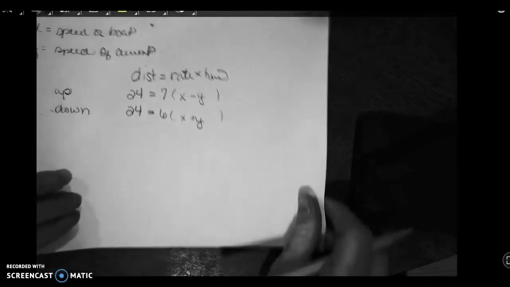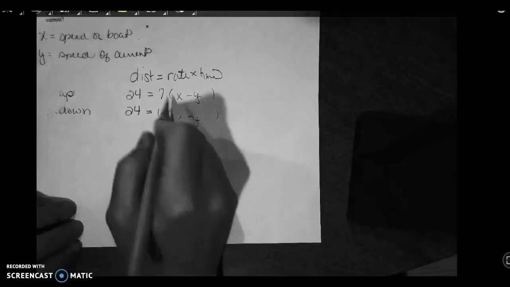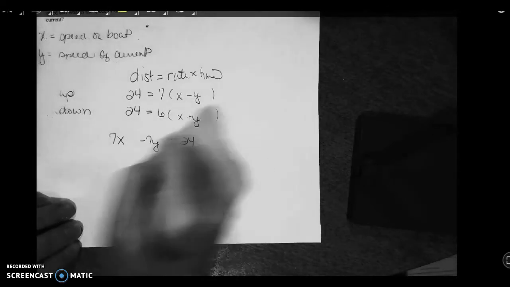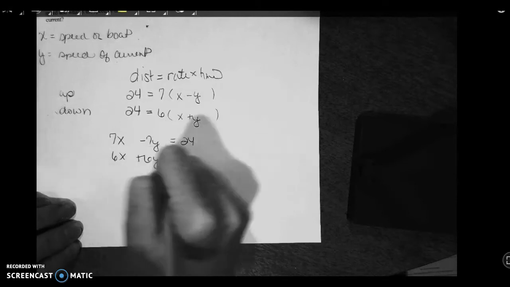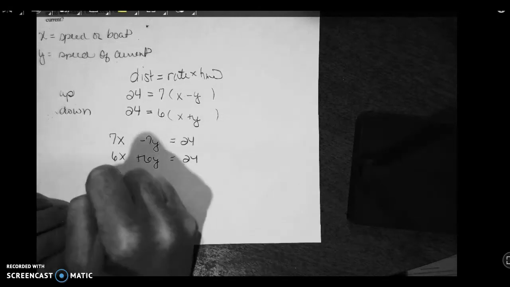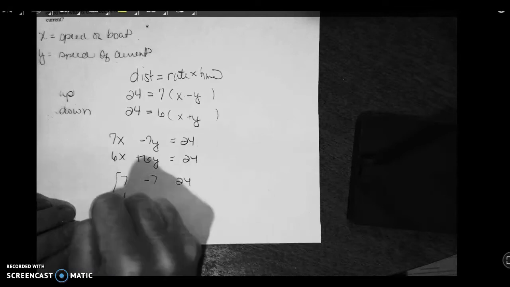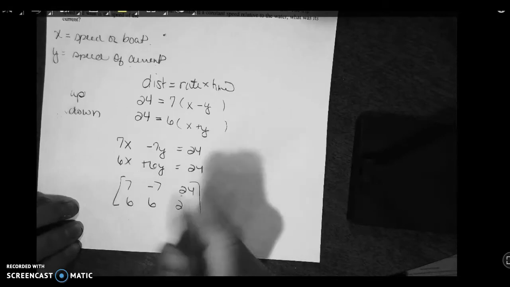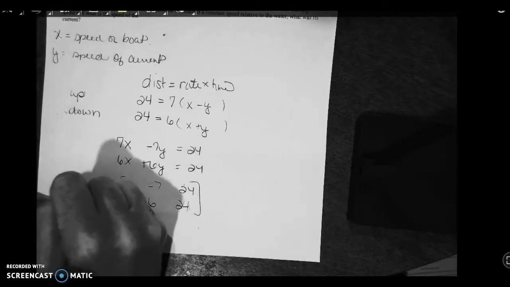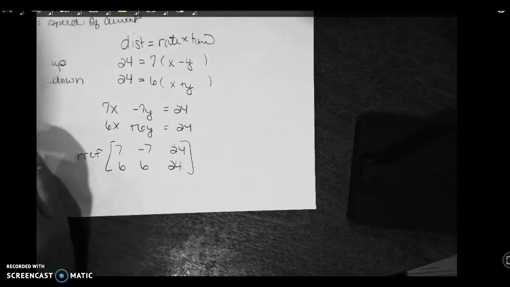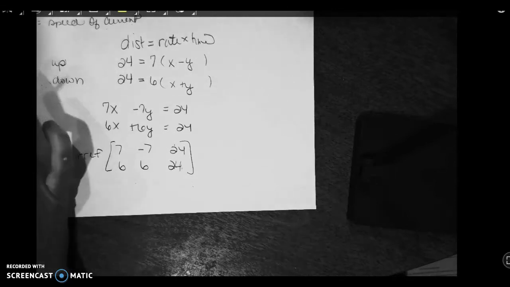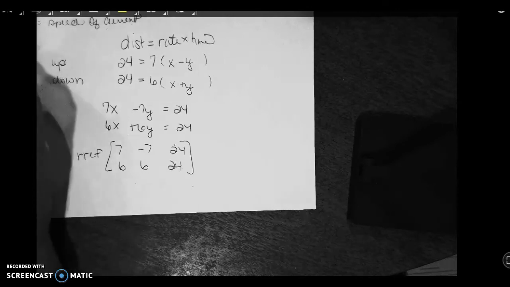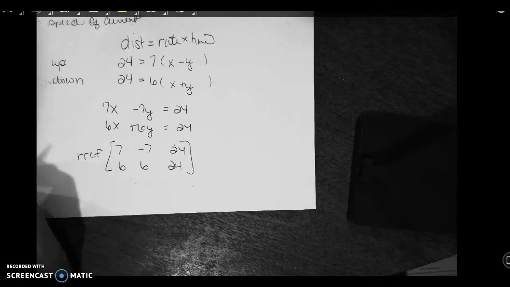Now, in order to type this in a matrix, I do need to line everything up in a certain way, so I'm going to distribute: 7x minus 7y equals 24, 6x plus 6y equals 24. Let me put this in a matrix. And let me take RREF of this matrix. So I'm going to come to the side and type this in. Ooh, I made a 7 by 7 matrix over here.